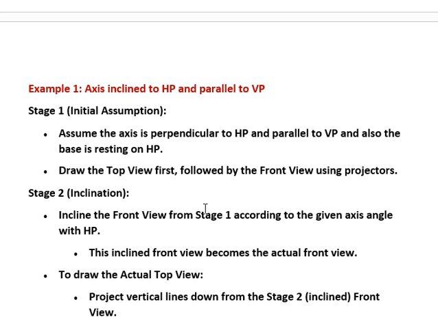In the front view, I may get a triangle shape if it is a pyramid or cone, and a rectangle shape if it is a cylinder or prism. This is step number one, that is stage one. Based on the assumptions, I'm drawing the top and front view. Actually, the given condition is that the axis of the solid is inclined to HP. I am assuming that the axis is perpendicular to HP and the base of the object is resting on HP. In that position, if I see from the top of the object, I can see the true shape of the object in the top view. Then in the front view, I can see the true length of the axis. So this is stage one.